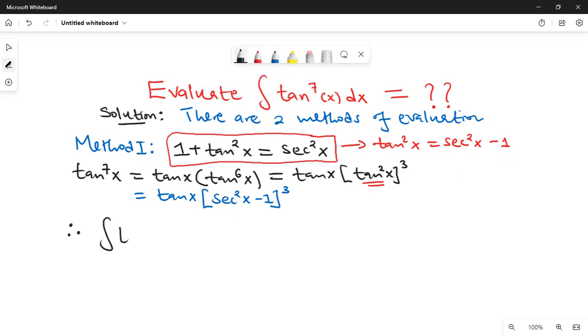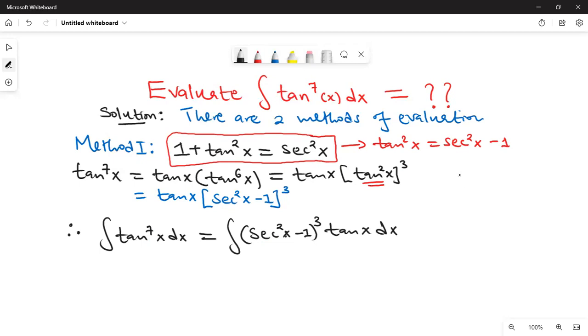Therefore, the integral of tan raised to 7 of x dx is the same as writing the integral of sec squared of x minus 1. This is supposed to be cubed times tan x dx.